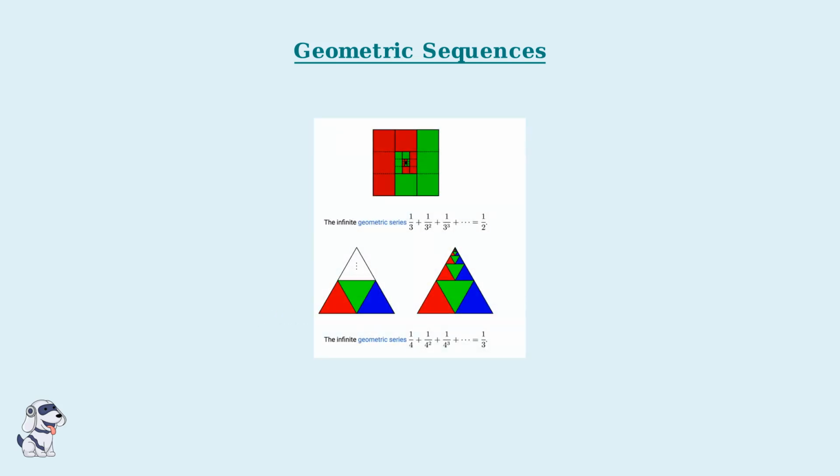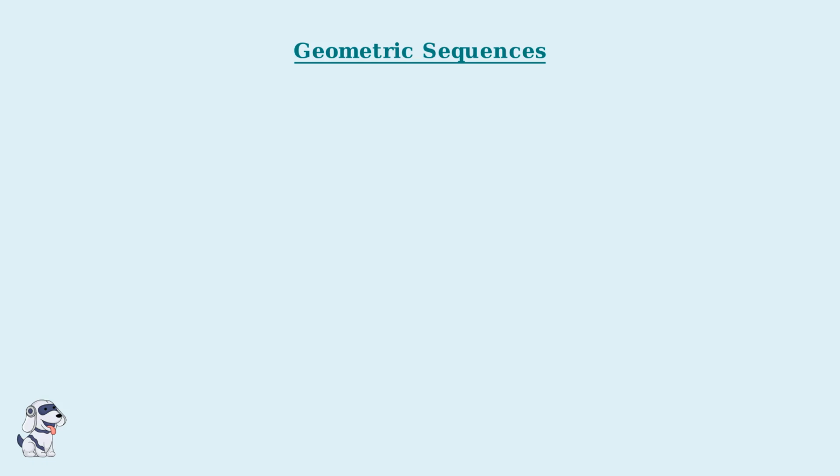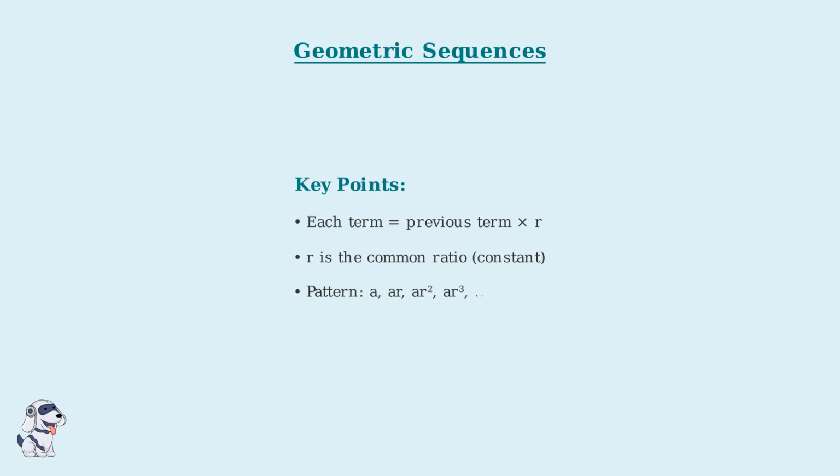Geometric sequences appear naturally in many visual patterns. These geometric shapes demonstrate how quantities can grow or shrink by constant ratios, creating beautiful mathematical patterns. To summarize, geometric sequences have a constant ratio between consecutive terms. Each term equals the previous term multiplied by r, creating the pattern a, ar, ar squared, ar cubed, and so on.